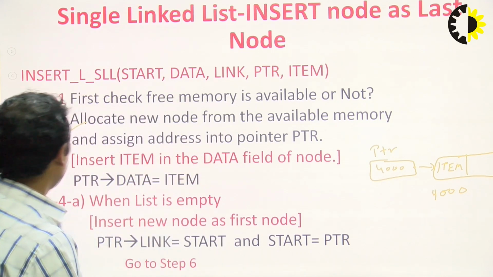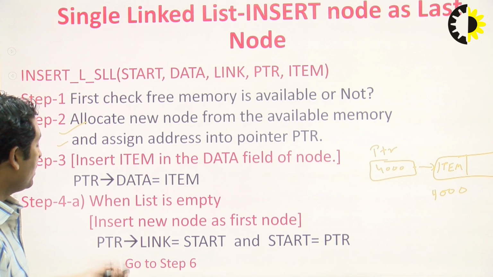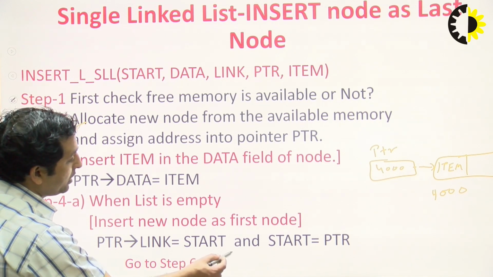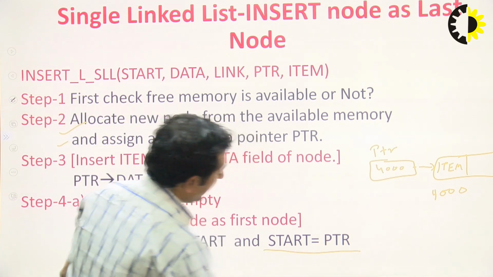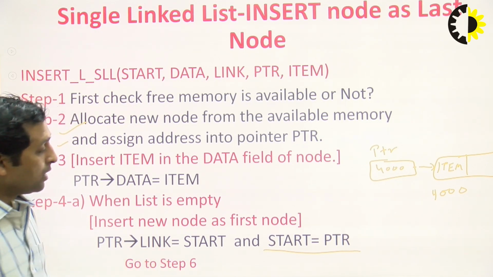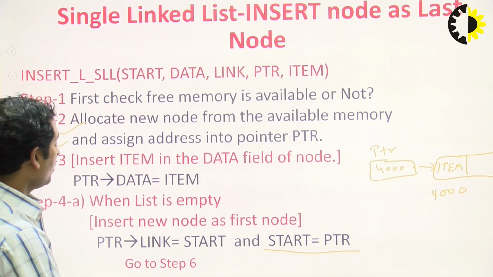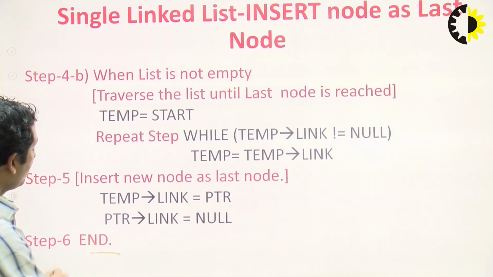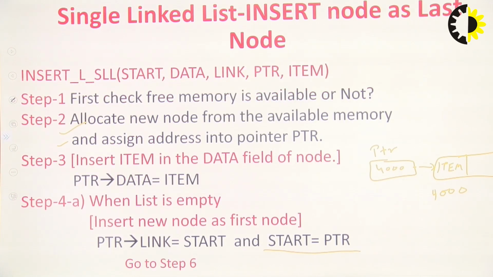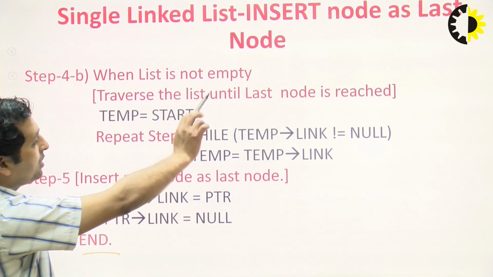Now, when the list is empty, we have seen that we must update the start with the PTR. PTR link part equal start means it is already null if the list is empty, and stop the process, go to step 6. And if not empty, the main case is not empty, then traverse the list until the last node.